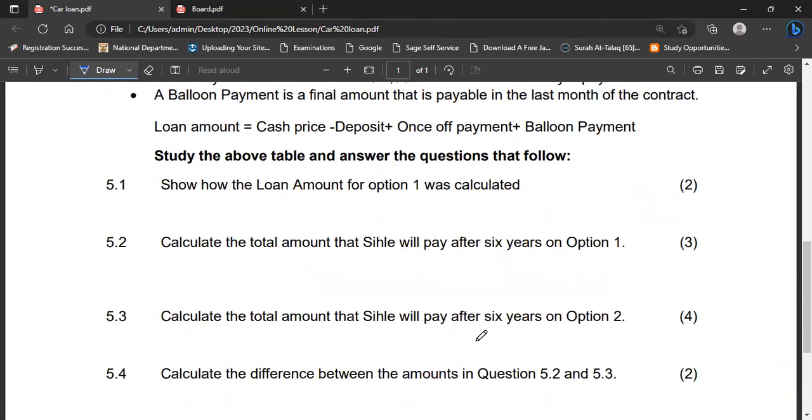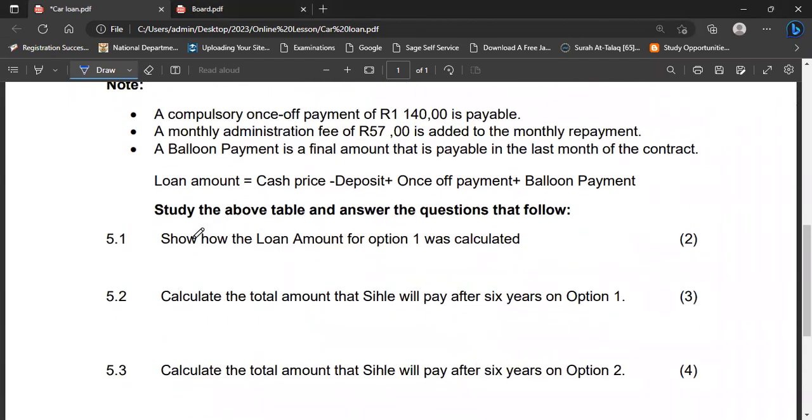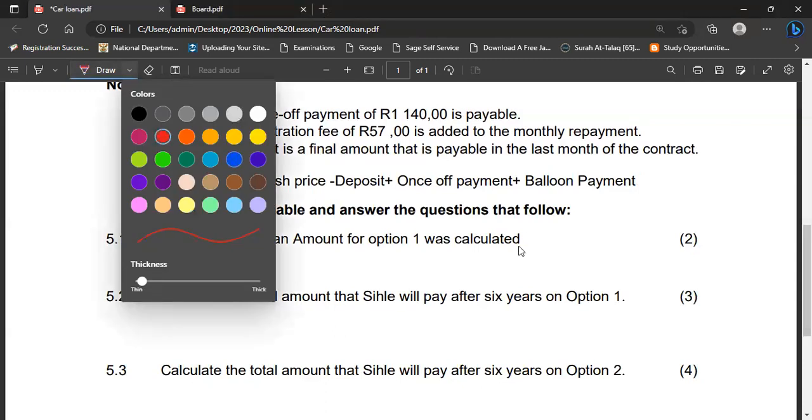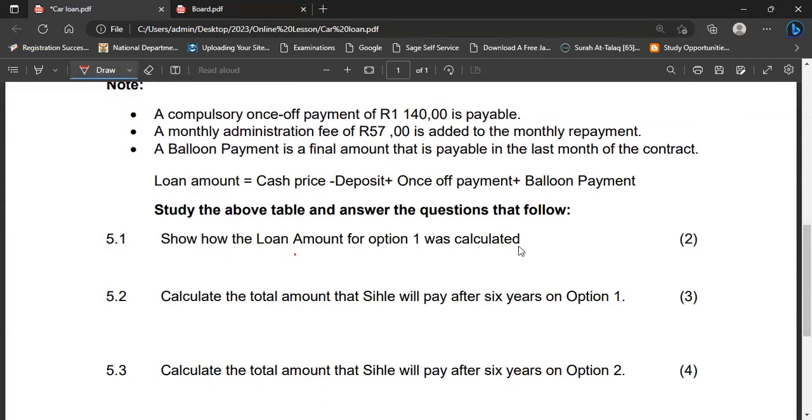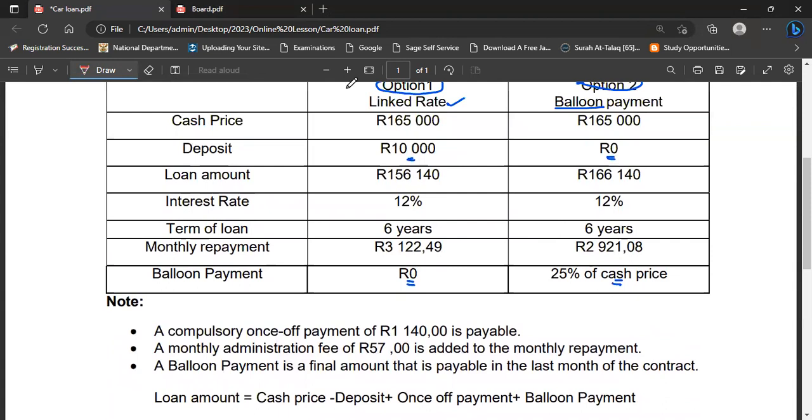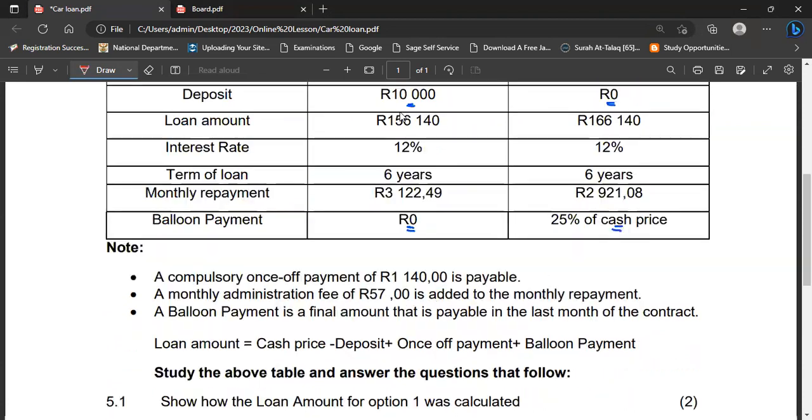Let's look at the question. They are telling us to show how the loan amount for option 1 was calculated. We are given the formula here, so we don't need to complain. Let's start and see. The formula says you need to get the cash price. Go to our table here, the cash price is this one here. So we shall write it down.